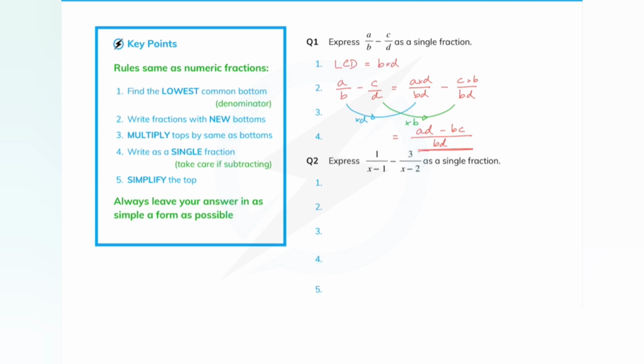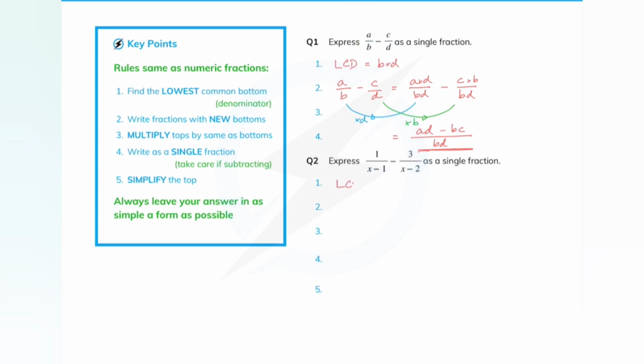Now the reason I've squished another question onto the same page is because although this one looks much more complicated, it is in fact exactly the same working as the first one. Okay, so we're just replacing a by 1, b by x minus 1, c by 3, and d by x minus 2. So if you get stuck in the working, that's what's happening.